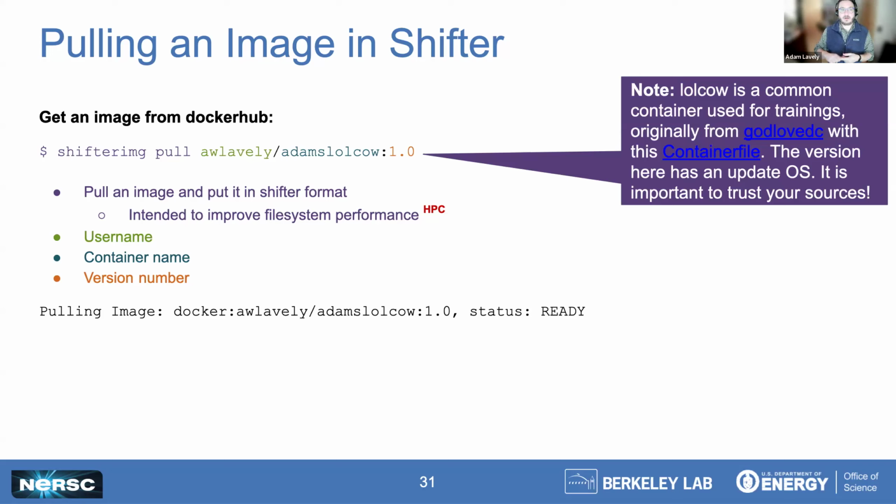So we have to get our image from Docker Hub. And so here I'm getting something. This is actually from my account on Docker Hub. It's called Adams lolcow. I do want to point out, I built this myself so that when I tell you don't go out and download random stuff, you have some trust in this. However, this is built from a very standard container that used to be used commonly for trainings that I still love. The user that did this before, their username was godlovec, and you can look at the container file in the links that I have here.